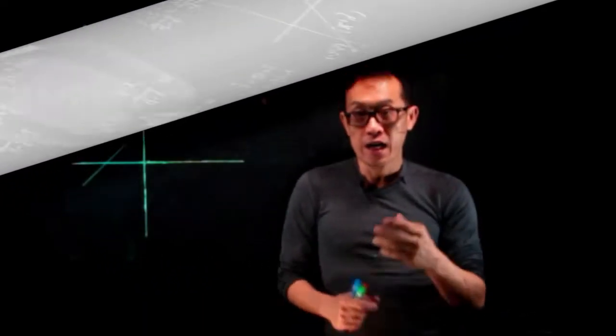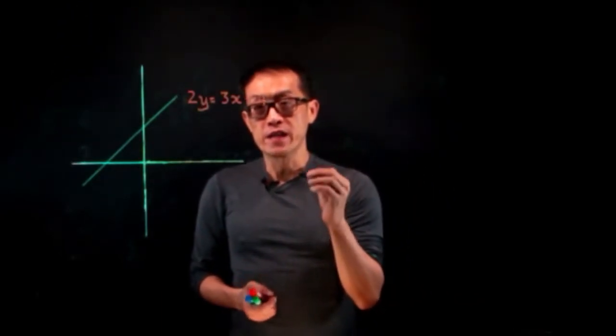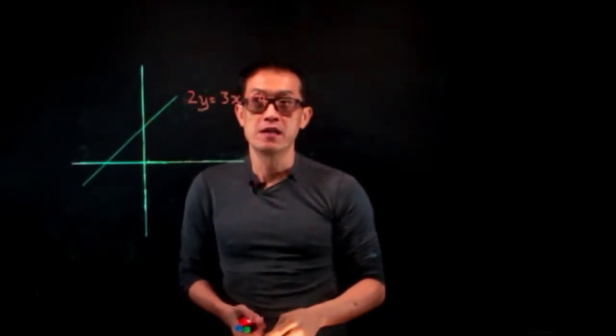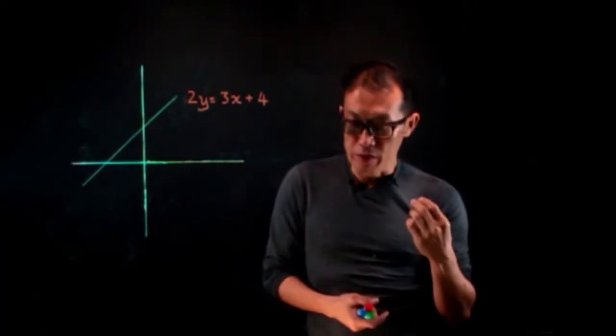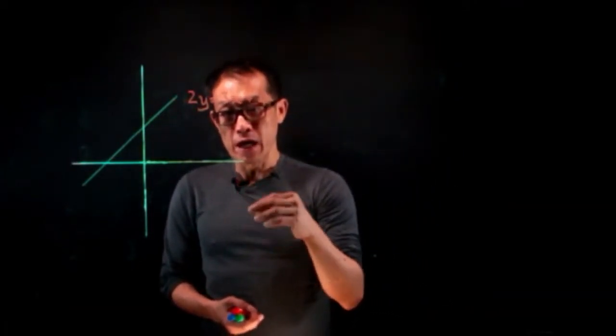Earlier, we learned how to find the equation of a line if you are given two points or if you are given the gradient and one of its points.